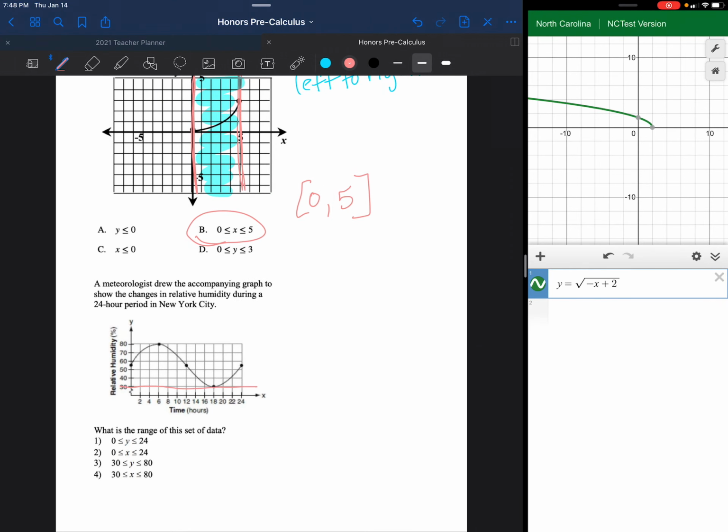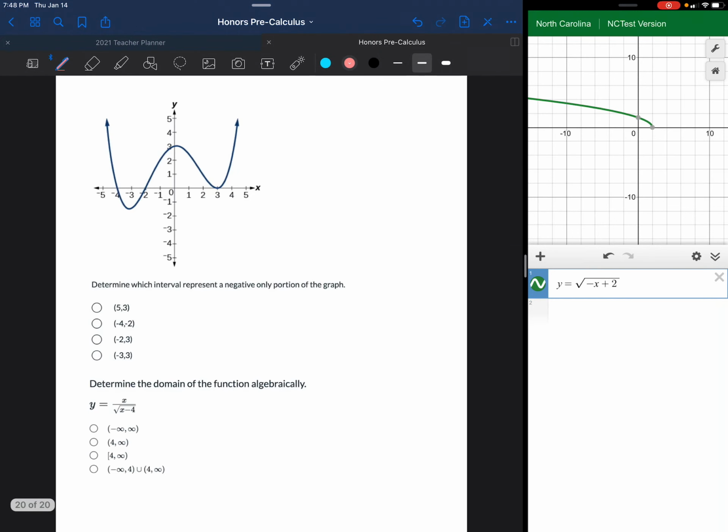Alright, so range, remember range is y values, and we're going from the bottom to the top. So we're starting at 30, and we're going up to 80. So we're going between 30 and 80. So the interval notation that says that, make sure you pick the one that's got the correct variable, because we're looking for the range. So that's going to be 3.